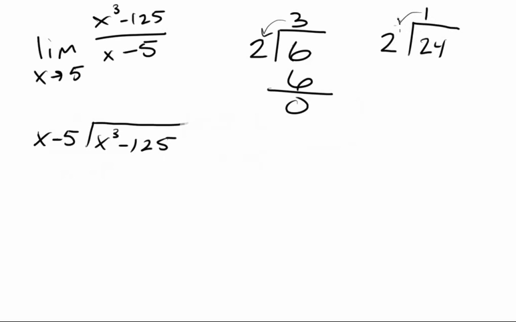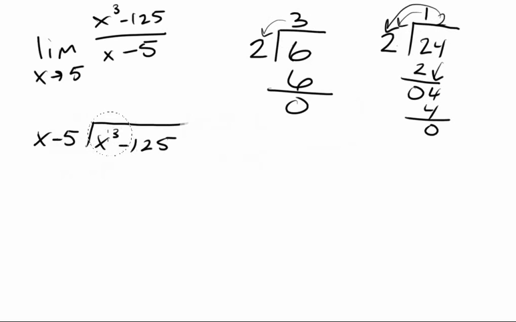1 time, multiply, we get 2, subtract, then you bring down the rest, then you say how many times did 2 go into 4? 2 times, multiply, 4, subtract, 0. Okay, so that's long division.